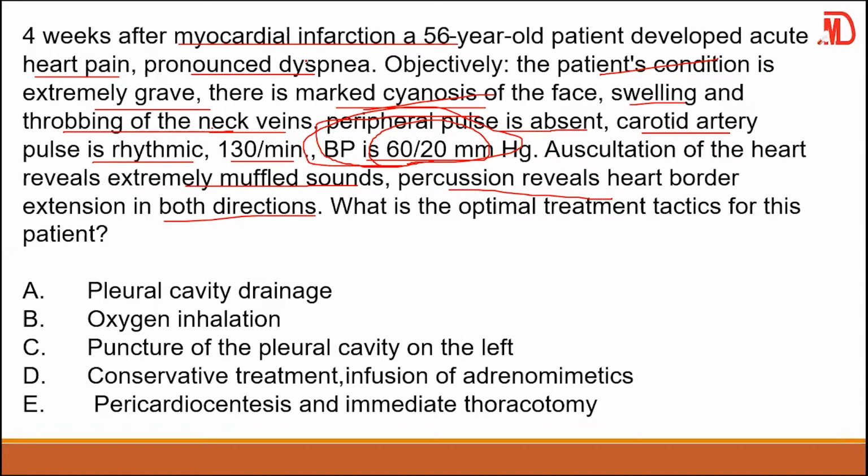So over here, you would want to do a pericardiocentesis and immediate thoracotomy. We discussed these things. Thoracotomy. You want to open up the person and make sure that you can stabilize these hemodynamic disturbances. So that's what we're going to do in this case. Therefore, your answer should definitely be E.